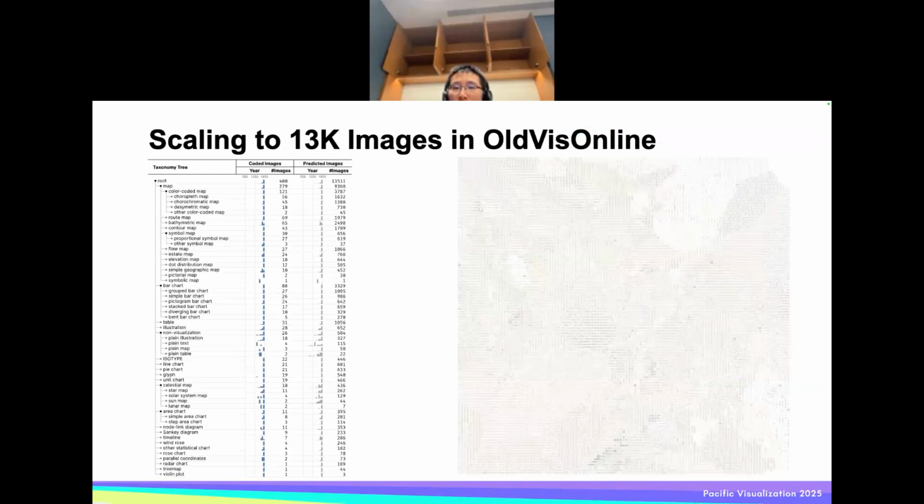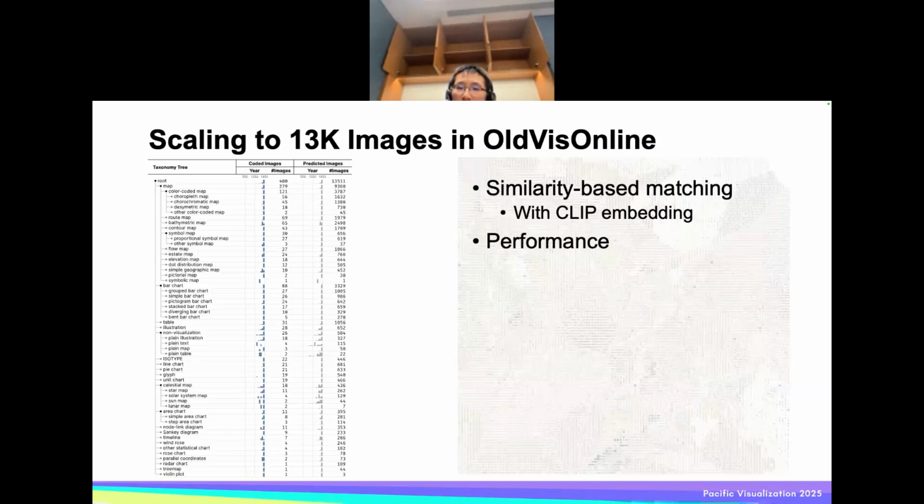Now we want to scale the taxonomy labels from 400 images to 30,000 images in the old VIS Online dataset. To do so, we use a similarity-based matching to assign each of the 30,000 images the labels of its most similar image among the 400 human-coded images. The image similarity is quantified by the cosine similarity of the image CLIP embedding.